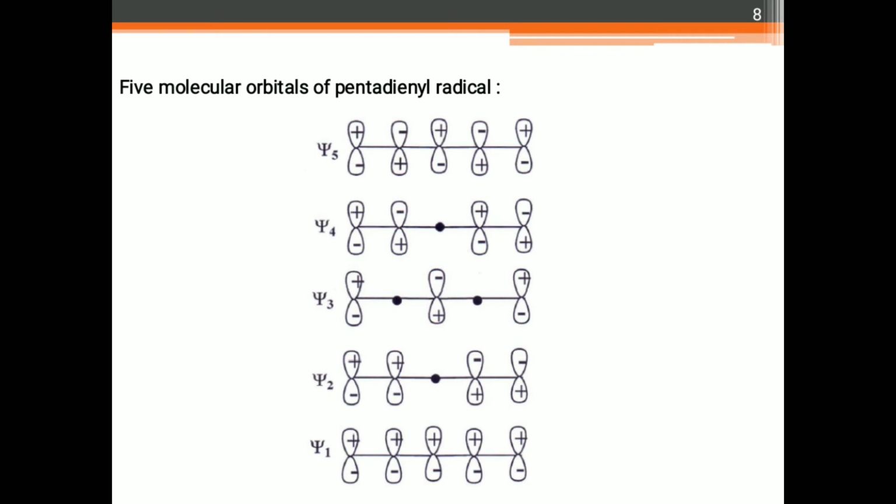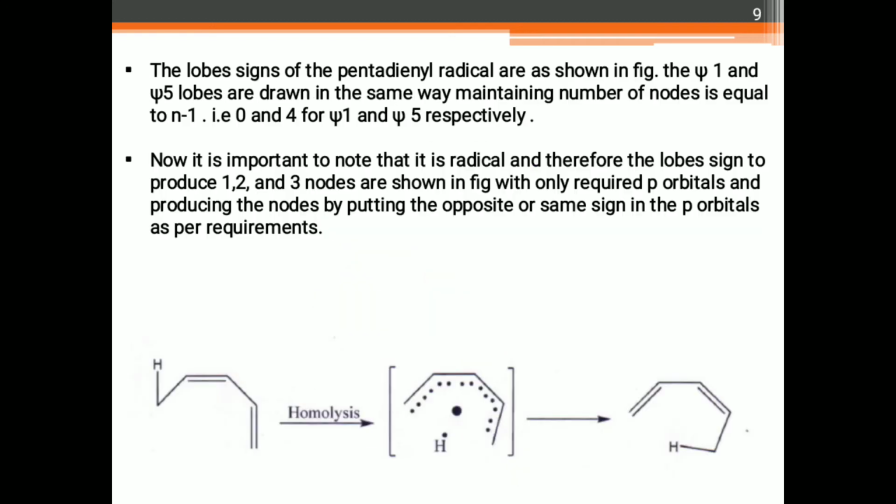Here is a picture of the 5 molecular orbitals of the pentadienyl radical. The lobe signs of the pentadienyl radical are shown in the figure. Psi 1 and psi 5 lobes are drawn in the same way, maintaining the number of nodes equal to n minus 1. We know that psi 1 has 0 nodes and psi 5 has 4 nodes. Now it is important to note the lobe signs to produce 1, 2, 3 nodes are shown in the figure.